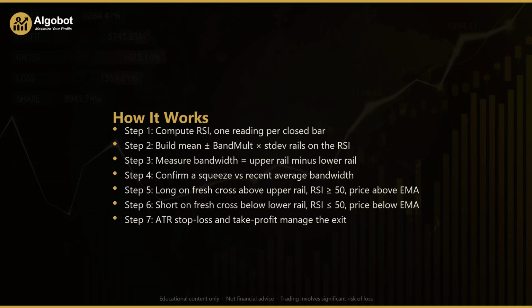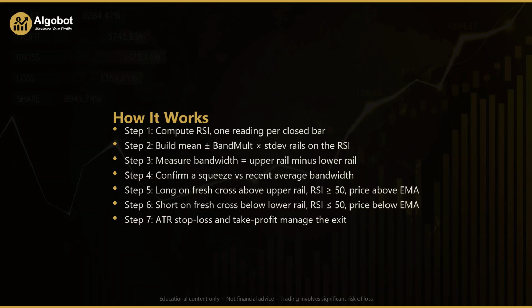Now the entry triggers. For a long, the strategy detects a fresh cross of the RSI above its upper rail, meaning the previous RSI was at or below the previous upper rail, and the current RSI is now above it. It also requires the RSI to sit on the bullish side, at or above 50, and the closing price to be above its trend EMA, which defaults to a period of 50. The short side is a perfect mirror. The RSI freshly crosses below its lower rail. The RSI is at or below 50, and price is below the trend EMA.